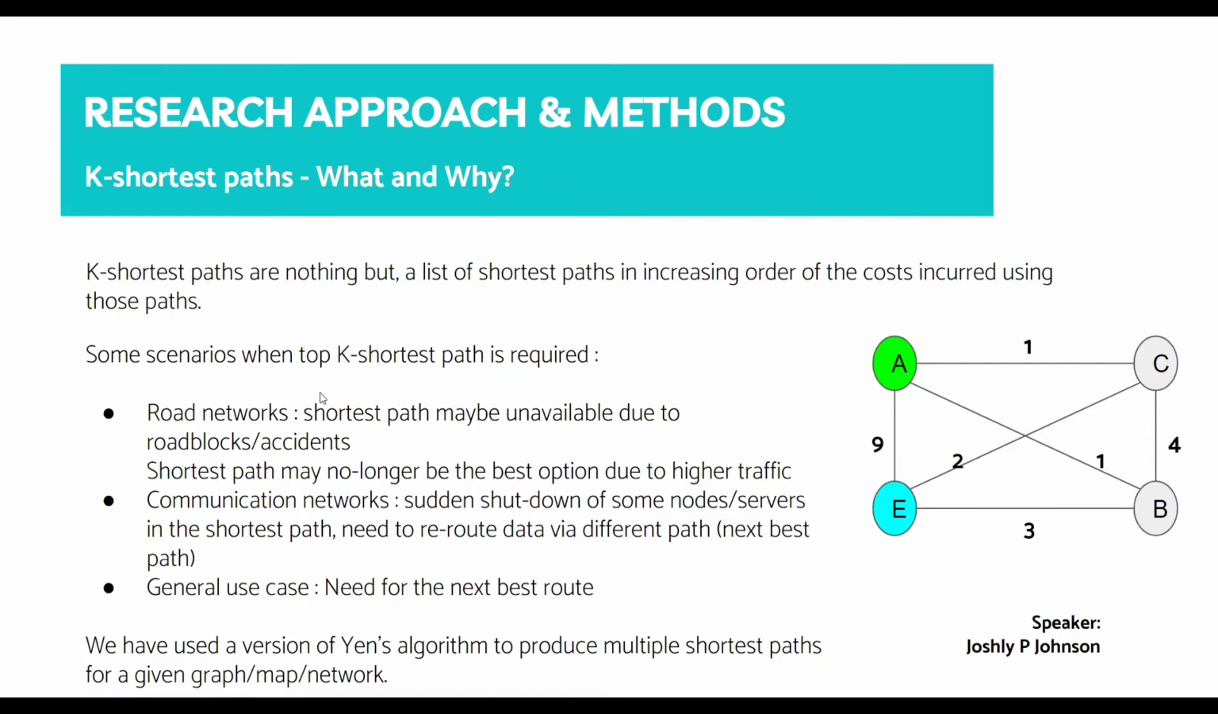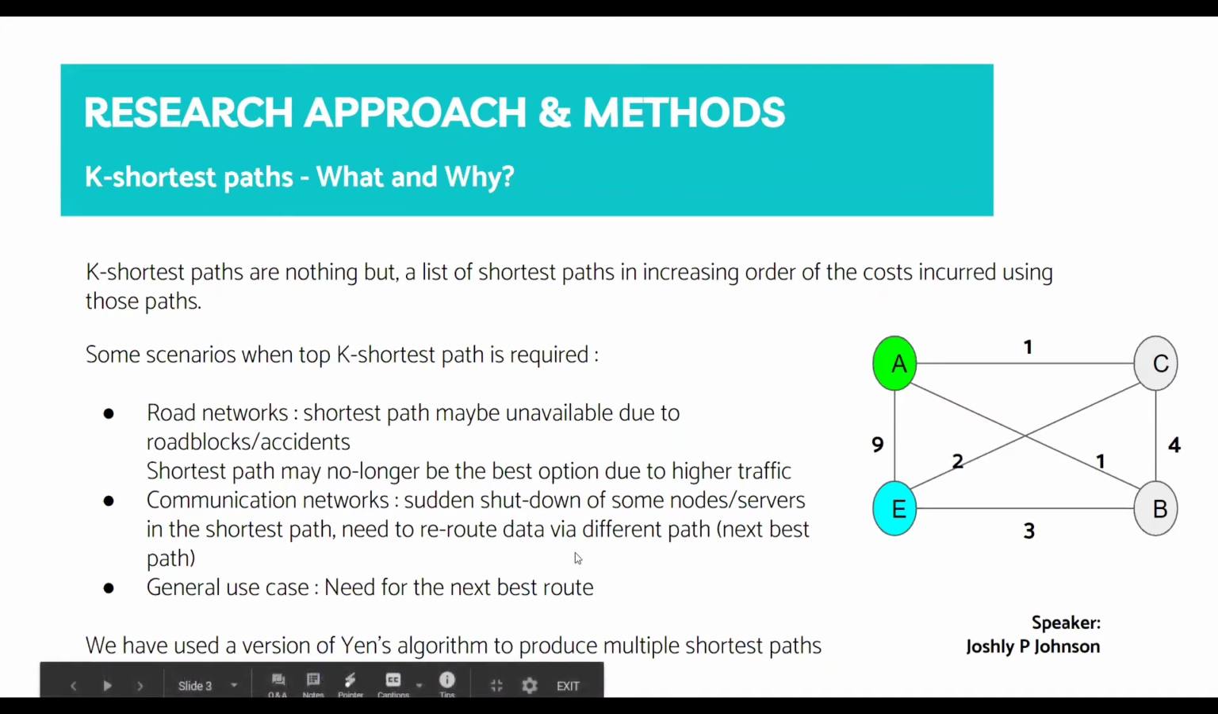There are many scenarios where K shortest paths are required. For example, in road networks, if you have only one shortest path, it may be unavailable due to roadblocks or accidents. Also, this one shortest path may no longer be the best option due to higher traffic. The same goes with communication networks, where one node of the shortest path may stop working and we'll have to reroute the data via a different path. The general use case is the need to use the next best route. We've used a version of Yen's algorithm to get the K shortest paths.